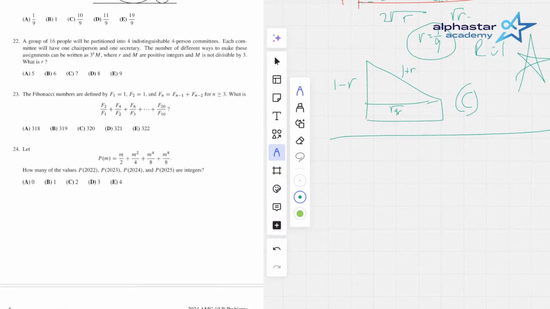Number 22, a group of 16 people, this many indistinguishable committees. Each committee will have one chairperson and one secretary. Number of different ways to make these assignments.